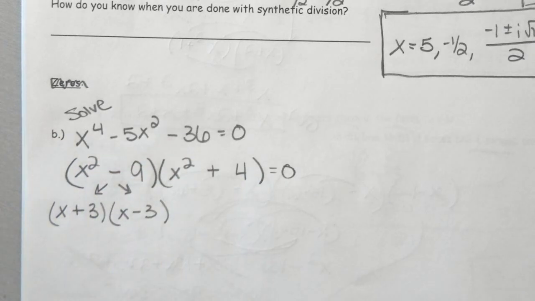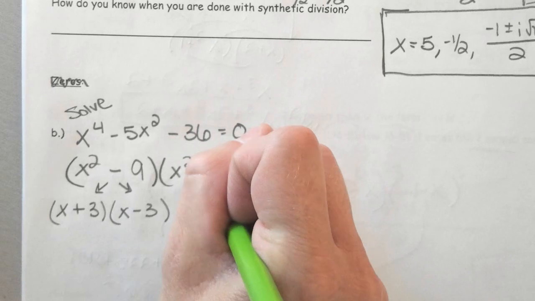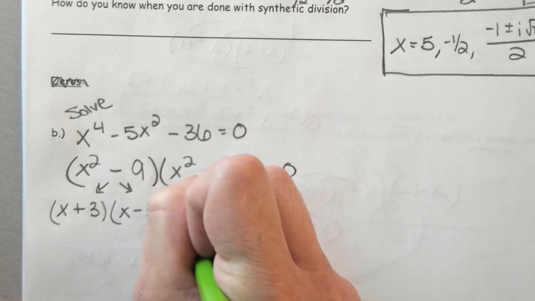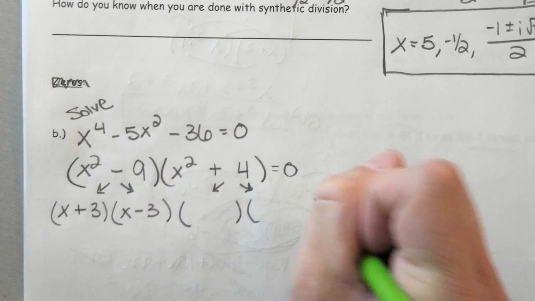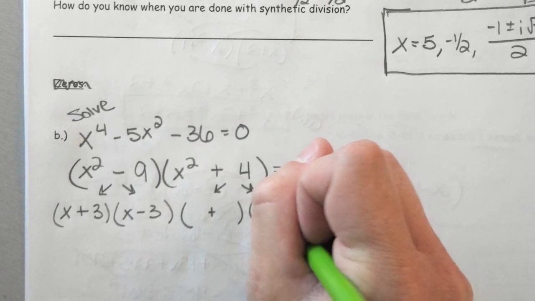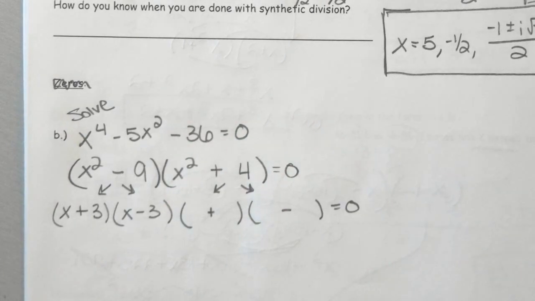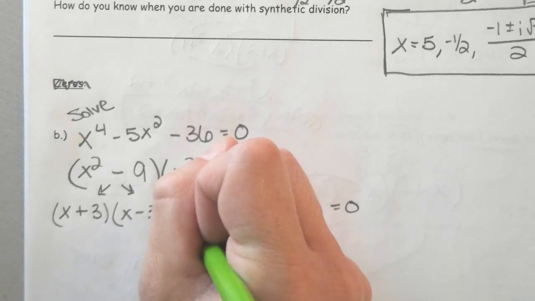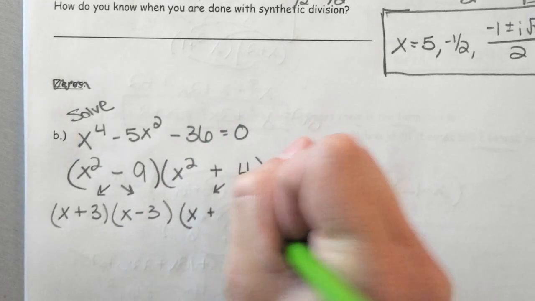Perfect. Now, did you know you could factor a sum of squares? Ooh, this is the i thing. Here we go. I'm going to show you. If you didn't know, you're about to know. So you factor it the same way as the difference of squares. One gets a plus, one gets a minus. What's the square root of x squared? What's the square root of 4?